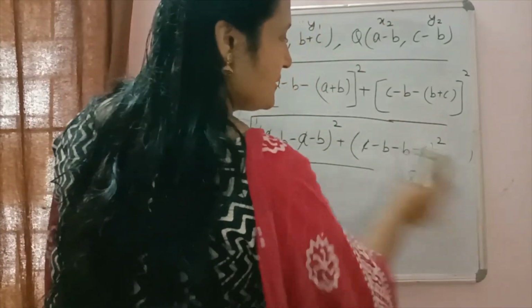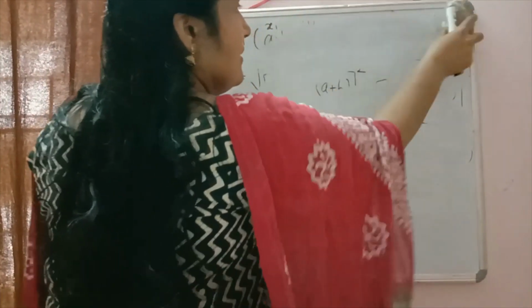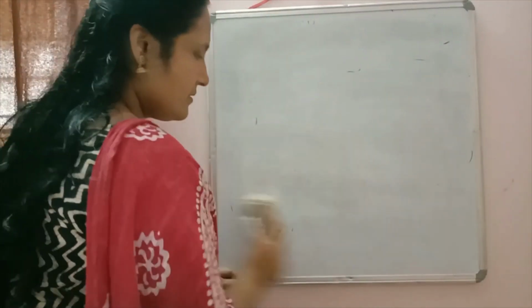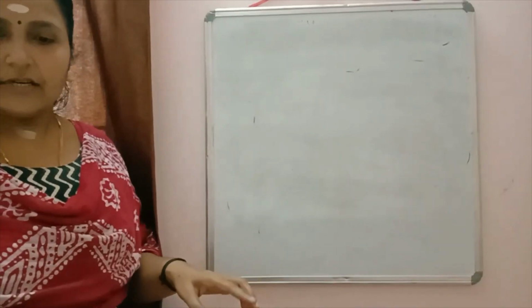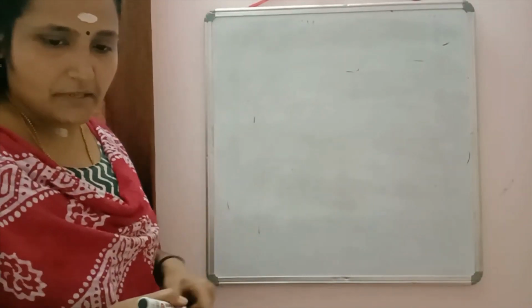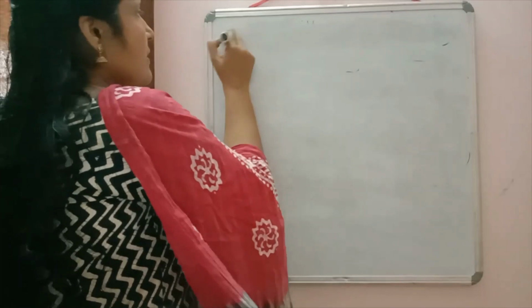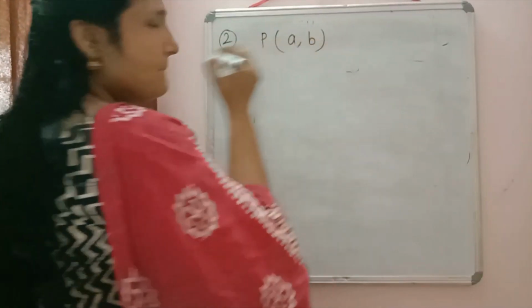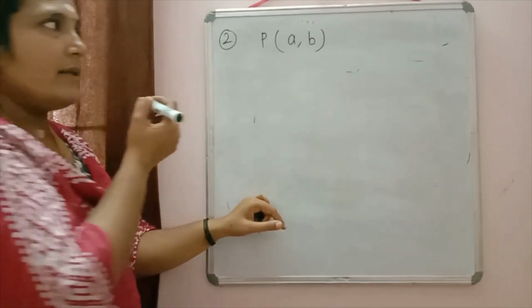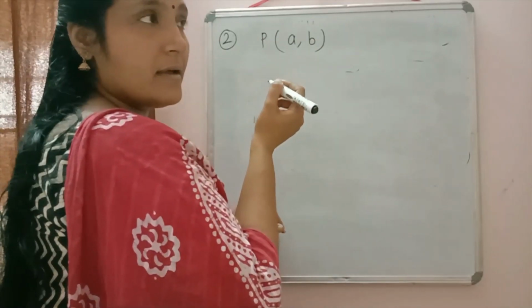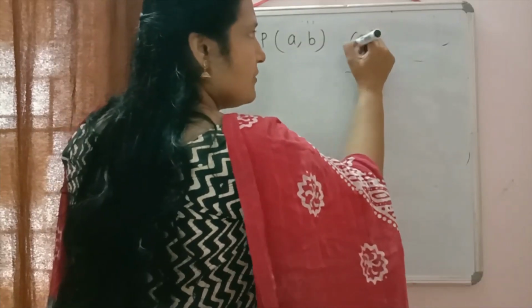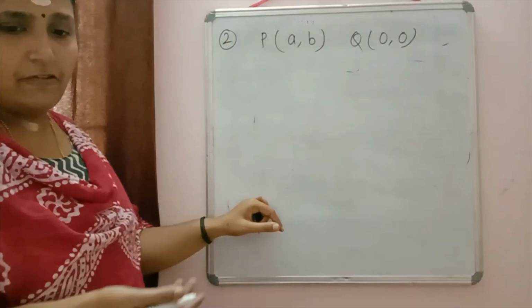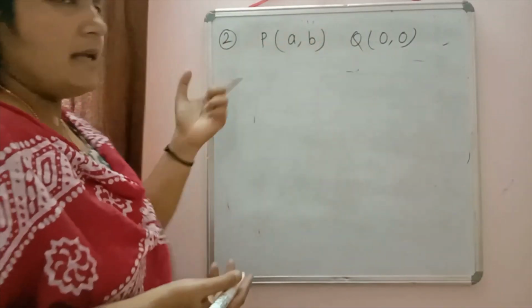Moving on to the next question. Question number 2. Question number 2 is find the distance of the point (a, b). So the point they haven't mentioned, so I am writing here this point as P from the origin. And what was the coordinate of origin? Yes, 0, 0. So I am writing the point Q as 0, 0. And we have to find the distance of this point from the origin.